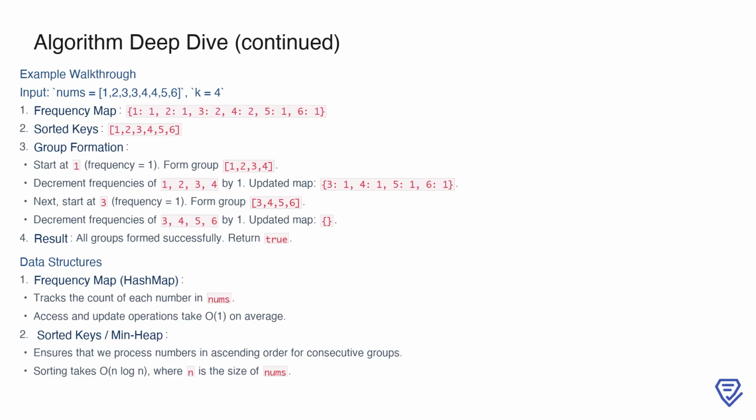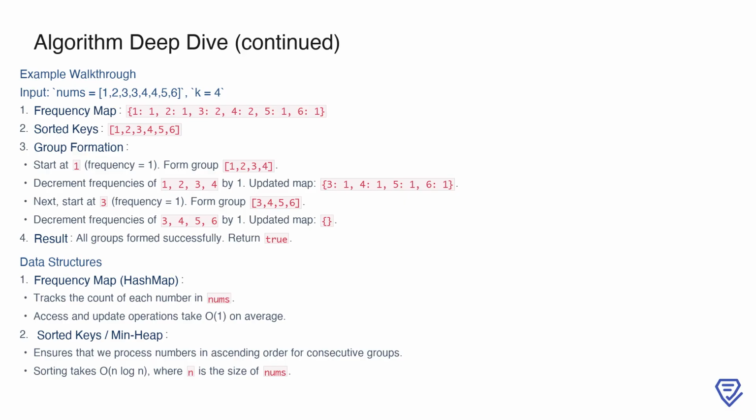Starting at 1, we form the group 1, 2, 3, 4 by decrementing the frequencies of 1, 2, 3, and 4 by 1. The updated frequency map becomes 3:1, 4:1, 5:1, 6:1. Next, we move to 3, which still has a frequency of 1. We form the group 3, 4, 5, 6, decrementing the frequencies of 3, 4, 5, and 6 by 1. The frequency map is now empty, indicating that all numbers have been successfully grouped.